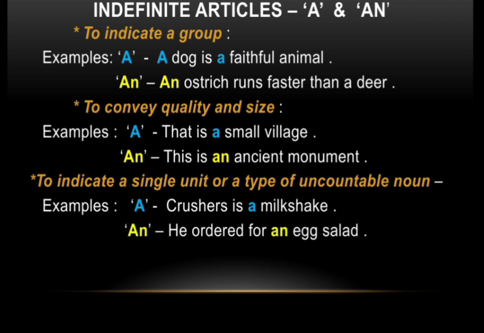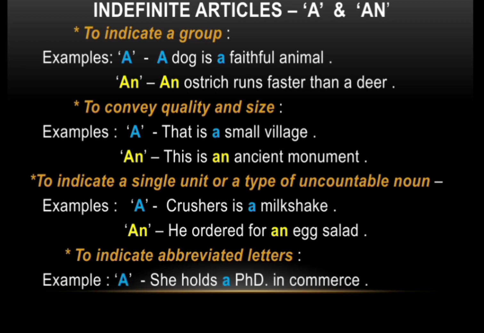He ordered an egg salad. Egg begins with a vowel letter, and so an is used. Next, it is used to indicate abbreviated letters. She holds a PhD in commerce. When we use abbreviations, we use either a or an depending upon the sound of the word. He is an MA graduate. Here M gives the sound of a vowel, so an is used.